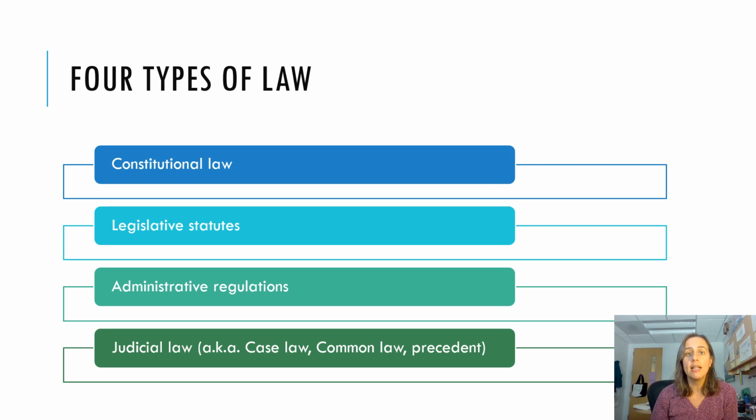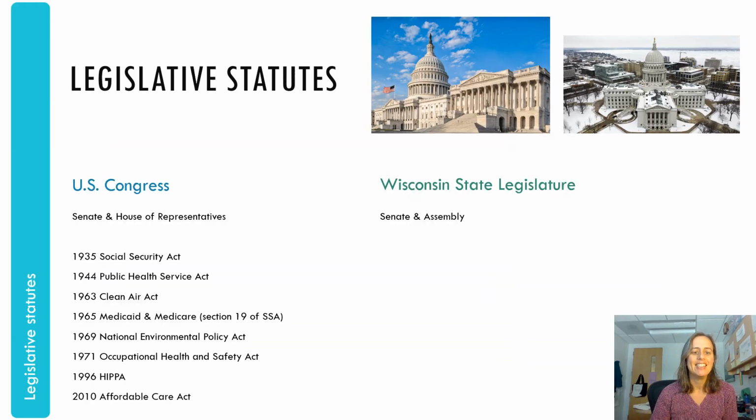Okay, our second type of law is legislative statutes. They're laws. They're just called statutes. I don't know why. Legislative statutes are laws that are passed by the legislature. The legislature at the federal level for our whole country is the United States Congress, which is composed of the Senate and House of Representatives. We also have a Wisconsin state legislature, which is composed of a Senate and an Assembly.